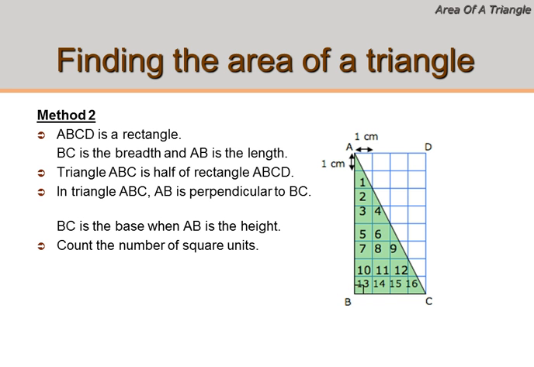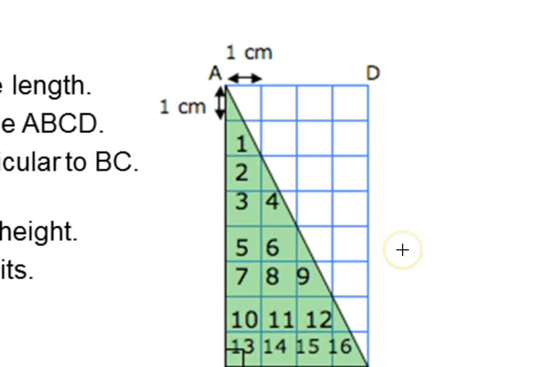Now we can determine the area of this triangle by counting the number of squares. Let's take a look very carefully here. If you can see this rectangle over here, this little triangle is exactly the same size as this one over here. Now if you place this down, we will form 1 cm square.